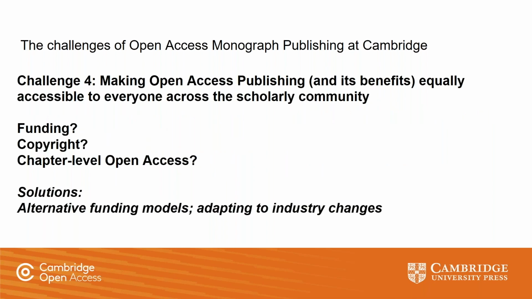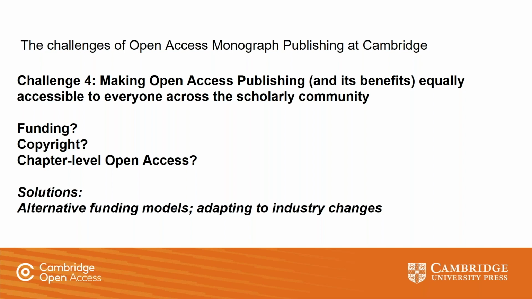And finally, the fourth challenge we're facing is accessibility and how to make our open access book publishing equally accessible to everyone across the scholarly community. Not all scholars and institutions have equal access to funding for our processing charges. That could become a problem if, for example, open access becomes part of future REF requirements. Also, the cost of open access publishing might be greater for some subject areas than others, for example, in areas that require more illustrative materials. Some copyright holders don't give permission to use their materials under Creative Commons licenses.